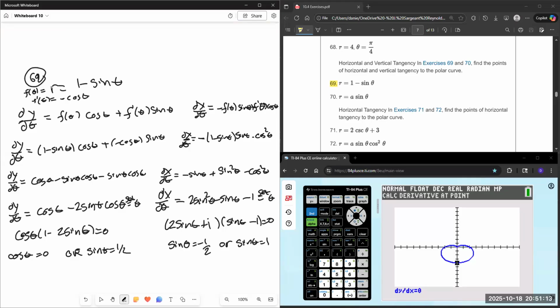Cosine of theta is 0 and we're only going around the first revolution here. So theta equals pi over 2 or 3 pi over 2. Sine is a positive 1/2 at pi over 6 or 5 pi over 6. Over here, theta is equal to, sine is 1 at pi over 2, -1/2 at 7 pi over 6, or 11 pi over 6. Pi over 2 shows up in both lists, cross it off.